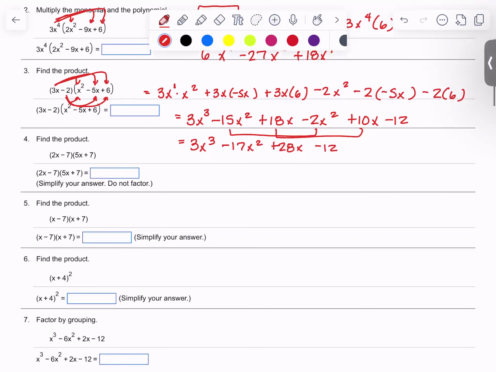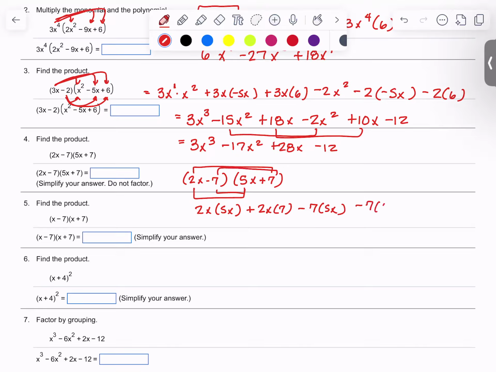Find the product, so we're going to FOIL. I have 2x minus 7 times 5x plus 7. So we're going to multiply first, 2x times 5x. Then we're going to multiply outside, 2x times 7. Then we're going to multiply inside, minus 7 times 5x. And then last, minus 7 times plus 7.